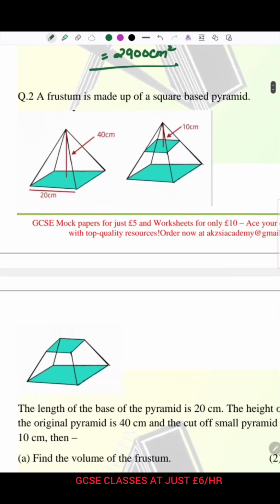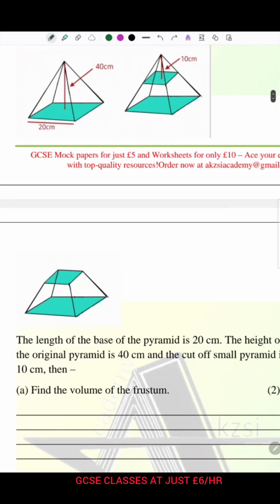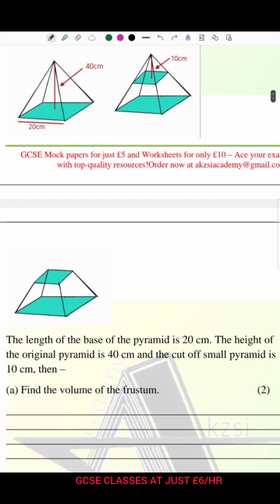Moving on to the next question. A frustum is made up of a square base pyramid. That means again I get to know that this is a square base pyramid. So the base, even if I'm talking about this one, is a square. The length of the base of the pyramid is 20 centimeters. The height of the original pyramid is 40 centimeters and the cutoff small pyramid is 10. That means the height of that cutoff small pyramid is 10, and we have to find the volume of the frustum.